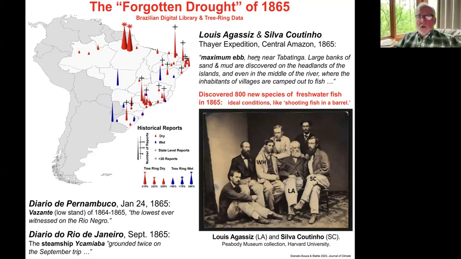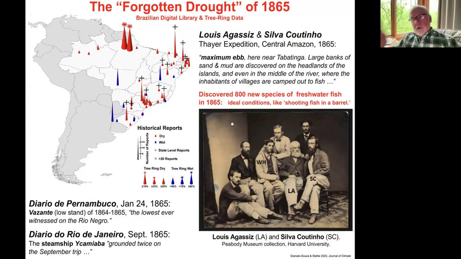And they had a huge drought and large banks of sand and mud, even in the middle of the river where people are camped out to fish. They went there to discover new species of freshwater fish, and they found 800 of them. In that one year, 1865, 800 new species of freshwater fish by Agassiz and Coutinho. The conditions were ideal because of the drought. It was like shooting fish in a barrel. You could just go into puddles and pick them up. 800 new species in one year.